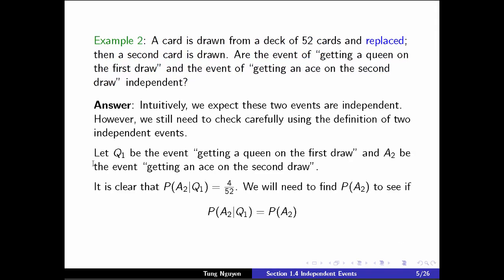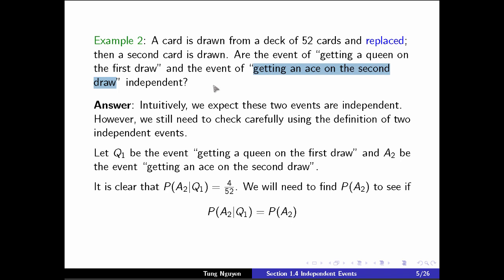In the second example, we will draw a card from a deck of 52 cards and then replace it back. Then draw the second card. We are interested in two events: getting a queen on the first draw and getting an ace on the second draw. The question is if they are independent.